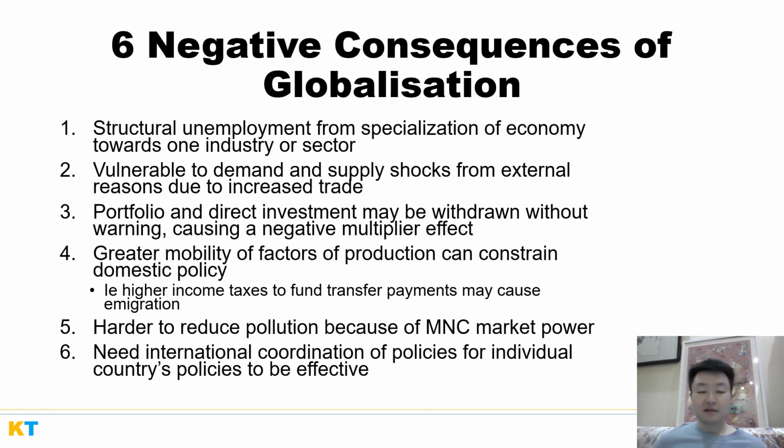Number six, we're going to need more international cooperation of policies in order for individual countries' policies to be effective. And you can see this in number four, right? If France wanted to increase their income taxes, then all the countries around them should do the same thing if France wants that to be more effective because of the high mobility factors of production.